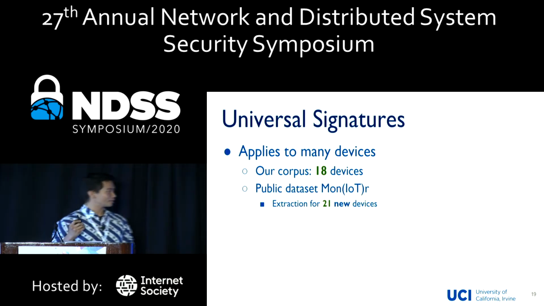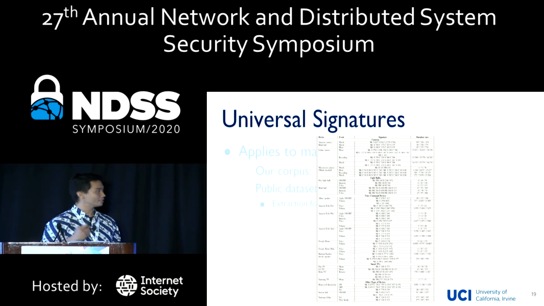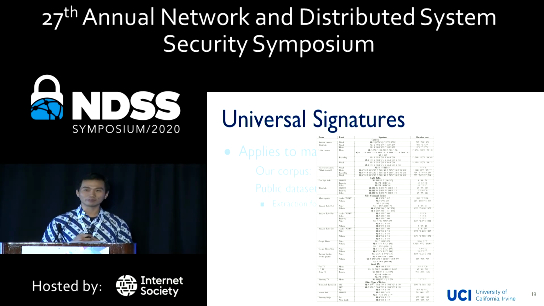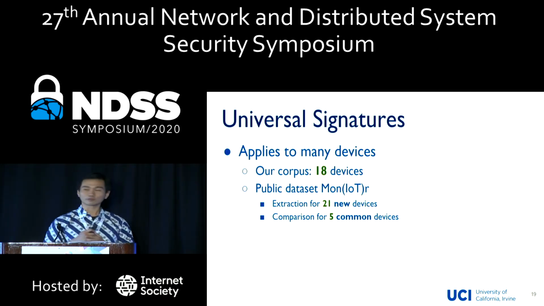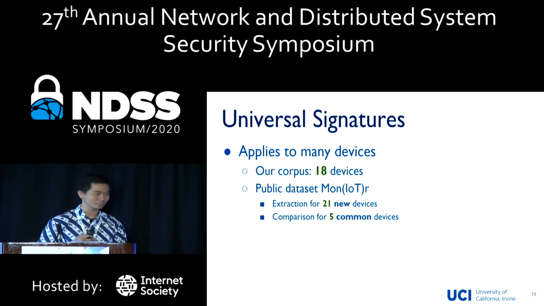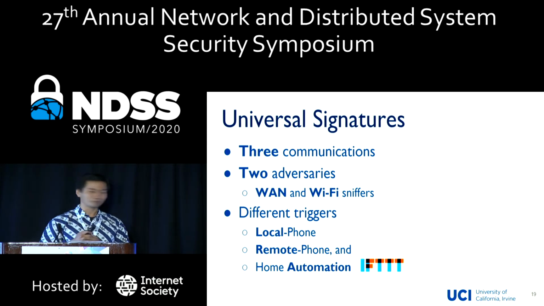We performed similar experiments on a public dataset monitor from Northeastern University. We extracted signatures for 21 devices that don't exist in our corpus, including more complex devices such as voice command devices, smart TVs, and even a fridge. We also performed comparison for 5 common devices, and we found that the signatures are either exactly the same or really similar.